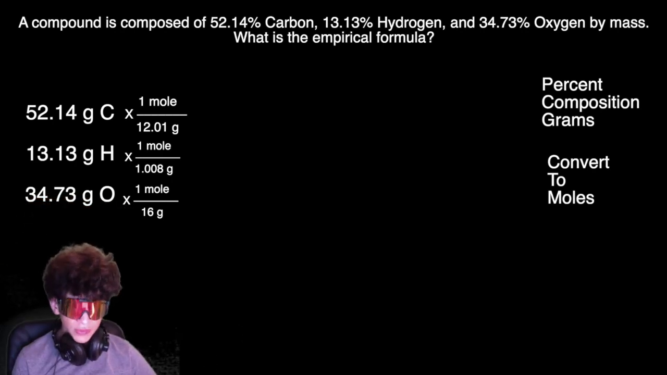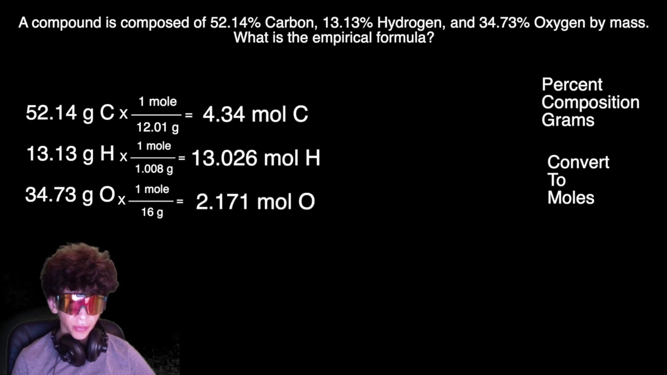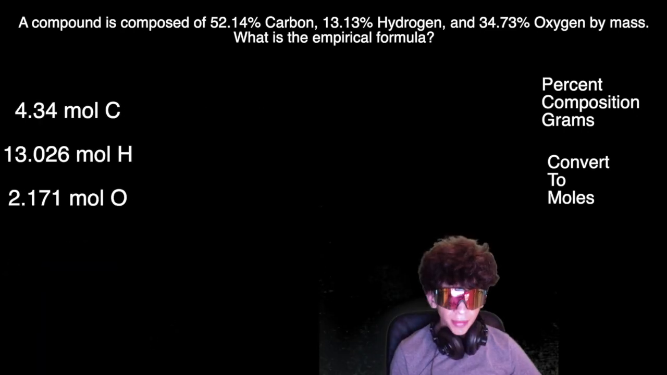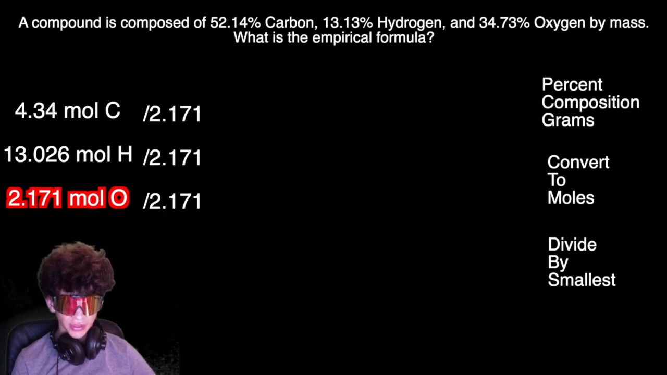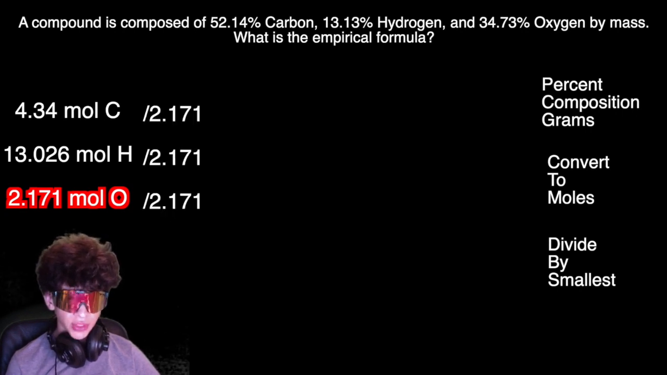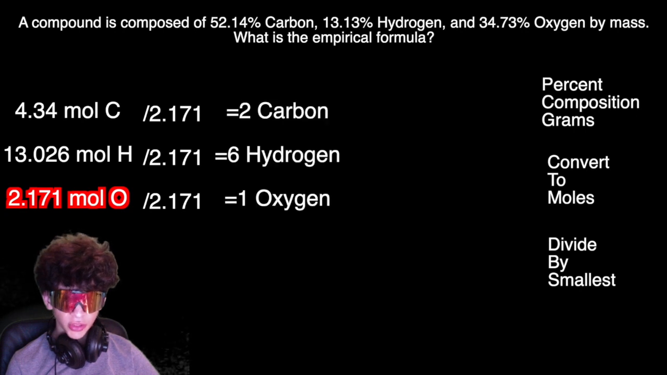The units that are the same should also cancel each other out. The problem should now look like this and give you this. The next step is to divide these moles by the smallest mole of the three, which in this case is 2.171 moles of oxygen. Your process should now look like this. Now, you just have to solve for each of these elements. Carbon should equate to roughly 2, hydrogen 6, and oxygen is dividing itself, so 1.